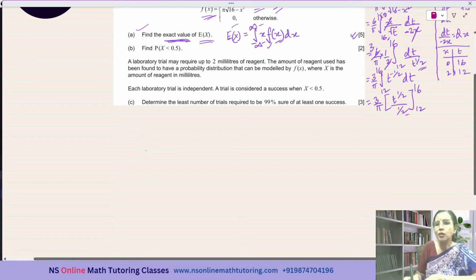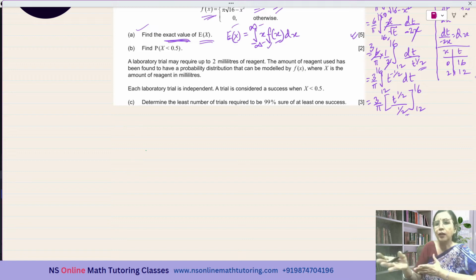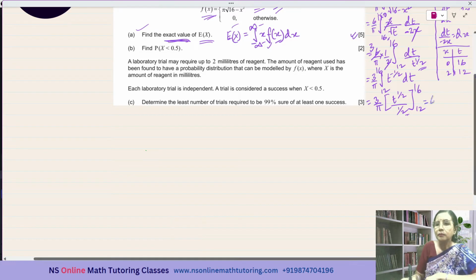I'm taking this outside this bracketed part because this will not be contributing. This half will not change its value according to the limits. Okay, so I'm taking this half outside, divided by half, so it is multiplied with 2. So 3 times 2 is 6. So it will be 6 over pi, and this will be 16 to the power of half minus 12 to the power of half.